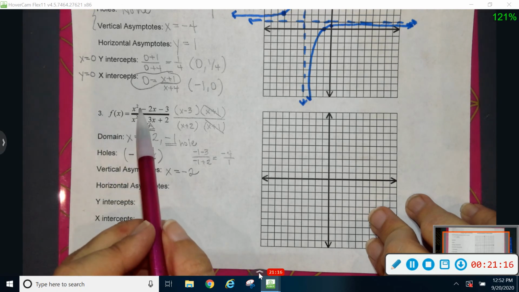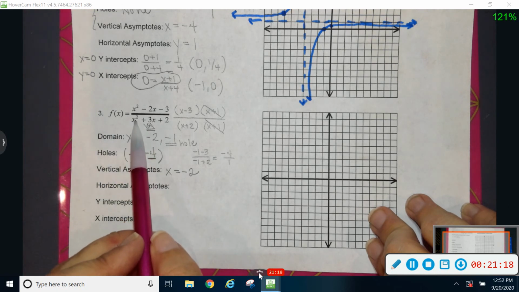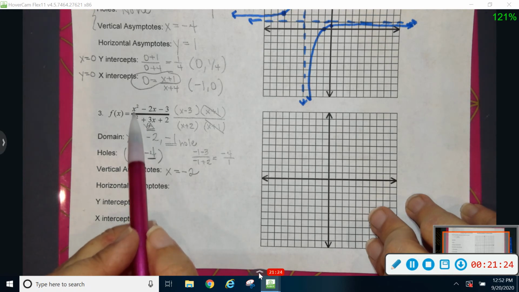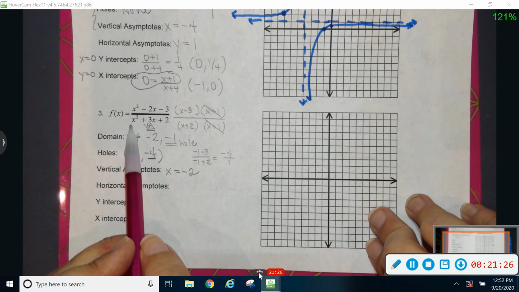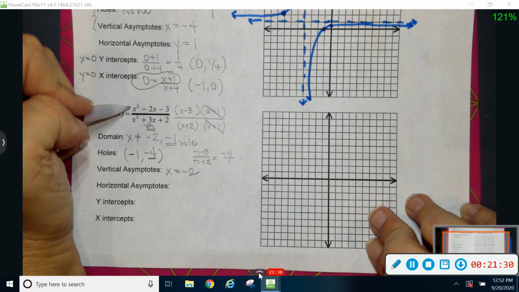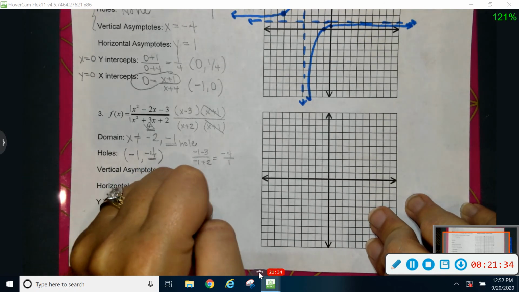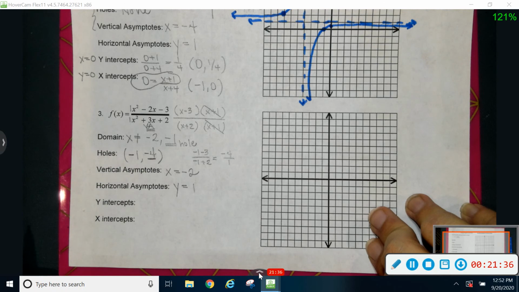Again, that's where I compare the degree on top to the degree on bottom. In this case, we're looking at the same again. I have x squared, x squared. If my degree is the same, then my horizontal asymptote comes from the ratio of my leading coefficients, which in this case is 1 over 1 again. So we're looking at y equals 1.